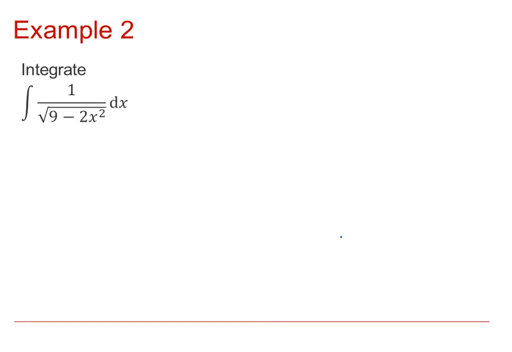So in this question there's a little bit more to think about. We've got 2x squared this time, so before I deal with the 9 I'm going to rewrite it. I'd like it to just be 1x squared. So the first thing I'm going to do, integrating 1 over the square root, is pull a 2 out as a common factor, so this will become 9 over 2 minus x squared.